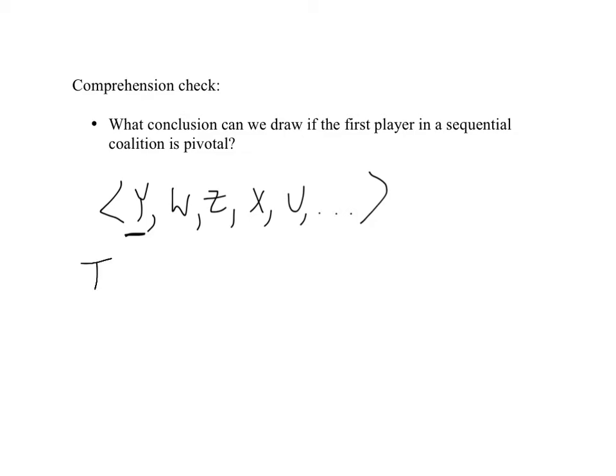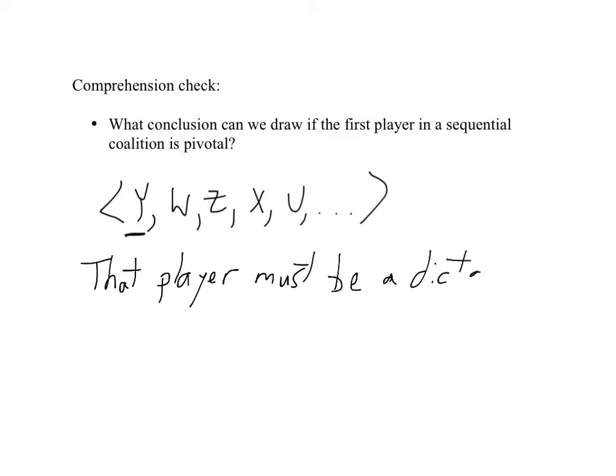If that first player is pivotal, it must mean that that player is a dictator. That's the conclusion that follows if it turns out that the first player in a sequential coalition is pivotal. Because if we cover over everyone else here and imagine that just Y is the one voting yes, only Y so far supports this proposal, and already that's enough to make it pass, then that means that Y is a dictator. Y is a one-person winning coalition.